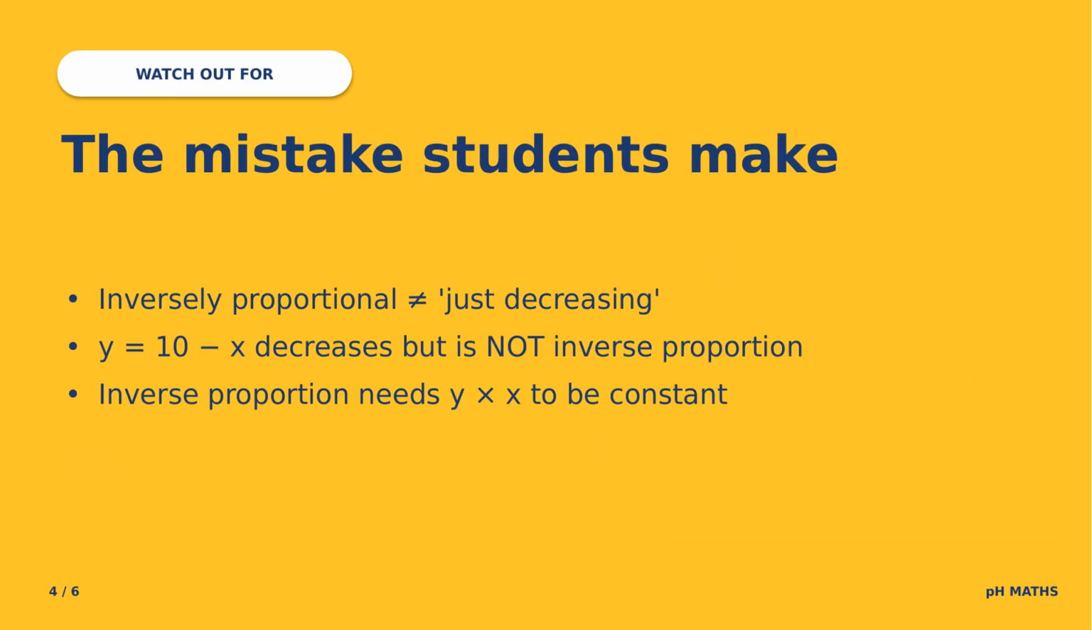Common slip. Inversely proportional is not just one goes down as the other goes up. Y equals 10 minus x decreases as x increases, but it's not inverse proportion. Inverse proportion needs y times x to be constant. Test it on 2 data pairs. If the products match, you've got inverse proportion. If they don't, you don't.